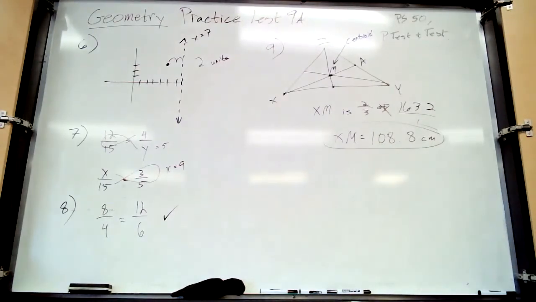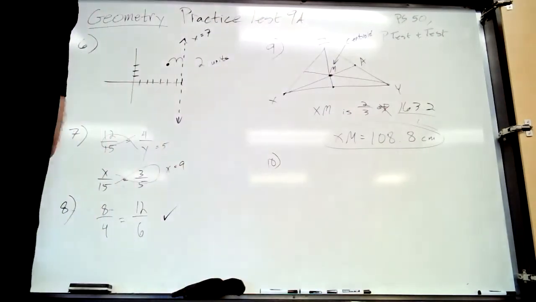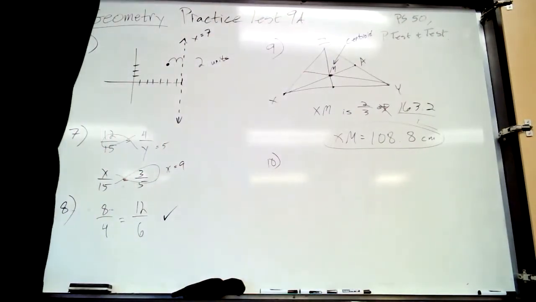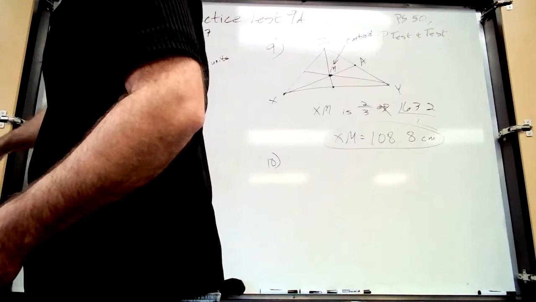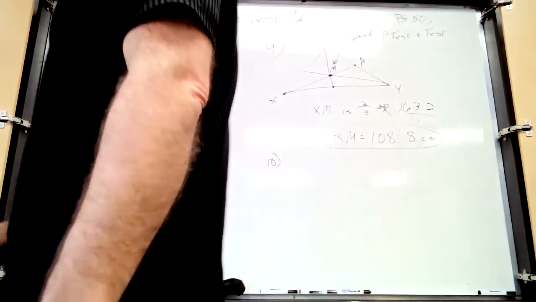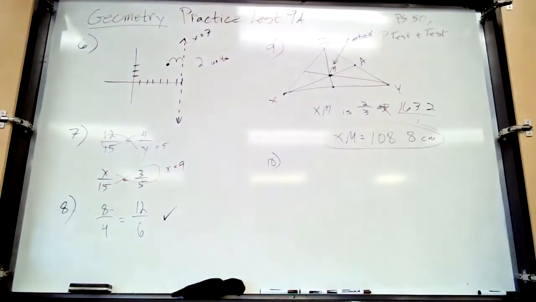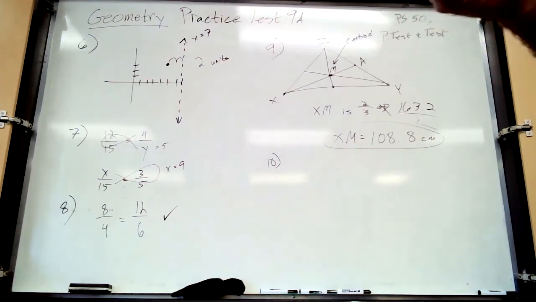Okay, that's number 9. Number 10. A triangle has side lengths 15, 8, 12. Classify the triangle by side lengths and angles. Is that 15, 8, and 12 a Pythagorean triplet? If it's a Pythagorean triplet, then we can say right away it's a right triangle. But first of all, let's classify the triangle by its side lengths.